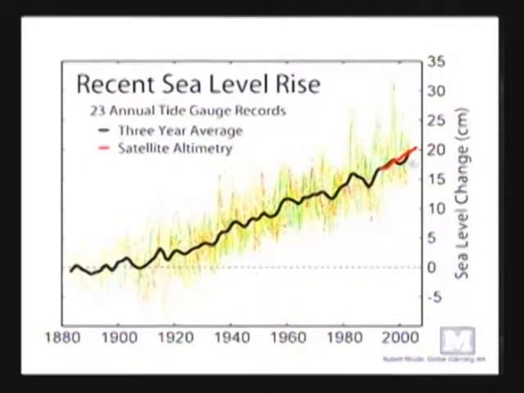Sea level is rising, and since the 1980s or so, we also have satellite altimetry that is giving exactly the same trend, so there's no bias to this data. This is a rise of sea level in the 20th century of about 8 inches, about 20 centimeters. But it's accelerating towards the end of the 20th century, and it's almost twice as fast today. And this has serious consequences.